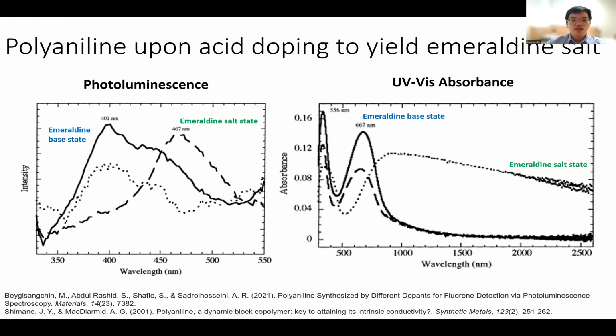The decrease in the energy gap leads to a decrease in the photoluminescence peak at 401 nanometers. The 401 nanometer peak characteristic of emeraldine base begins to disappear, and the 467 nanometer peak characteristic of the emeraldine salt appears. I hope you now have a greater understanding of conductive polymers. I'll now hand over to the next speaker.